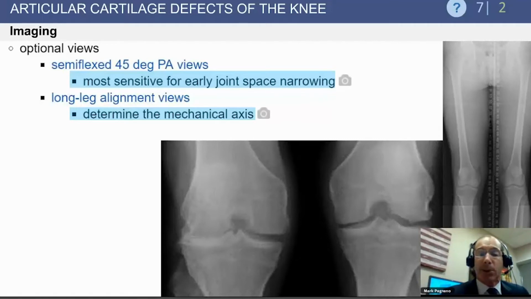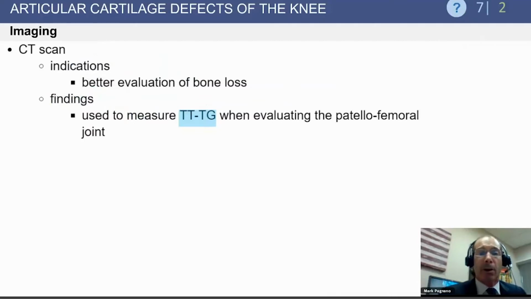And finally, particularly for patients in whom you're considering a cartilage regeneration procedure, getting a long leg x-ray is very useful because you do want to understand the mechanical alignment of that limb, because the mechanical axis does have an impact on ultimate success of cartilage interventions. CT scans have a very limited role other than looking at the patellofemoral joint, and my guess is the patellofemoral joint will be looked at in greater detail in another set of lectures.